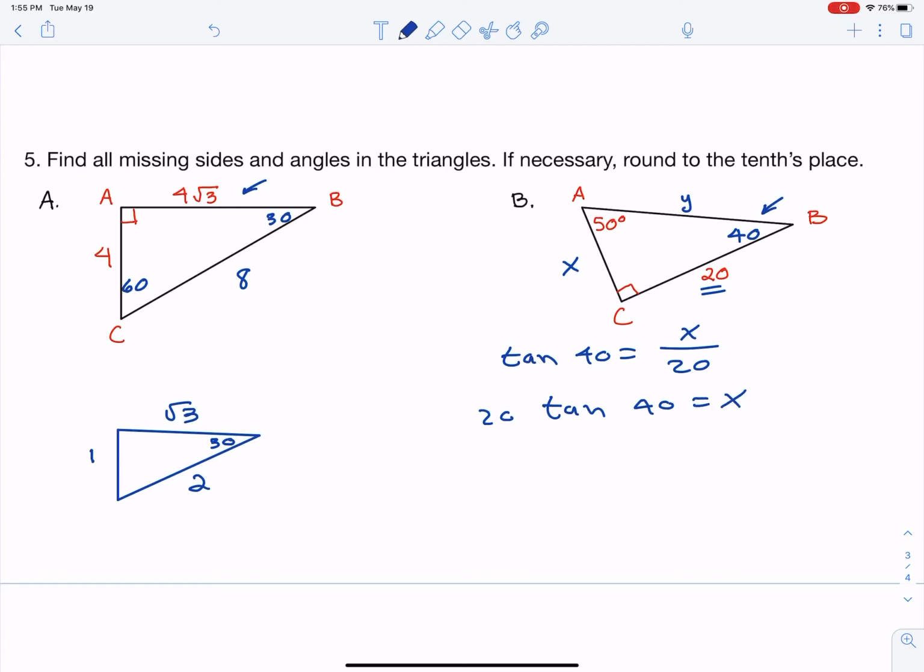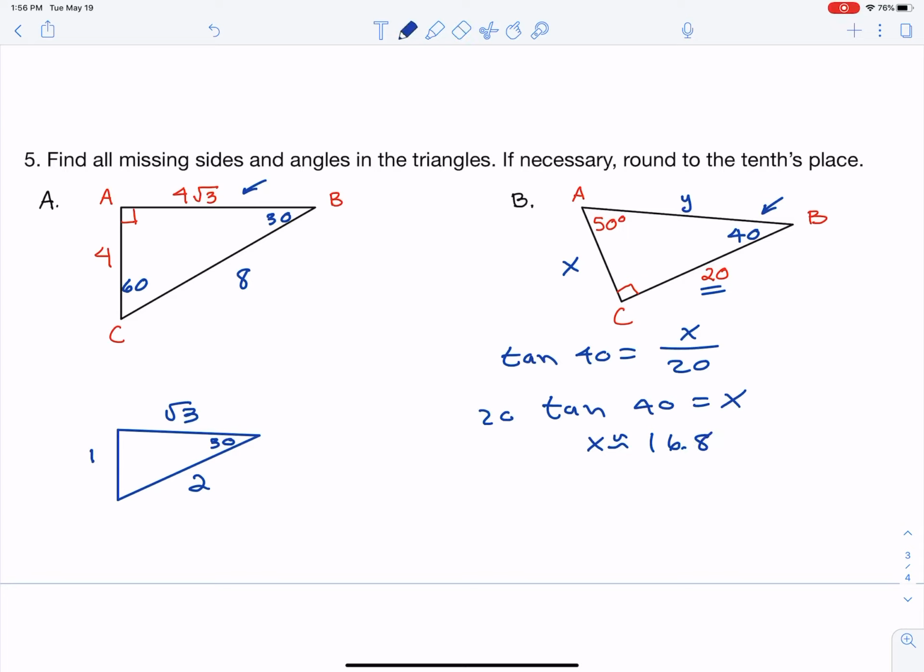Plugging that into my calculator, I get 20 times tangent of 40, which is X is approximately equal to 16.8. They asked for the nearest tenth, so 8. Okay, let's go find Y.